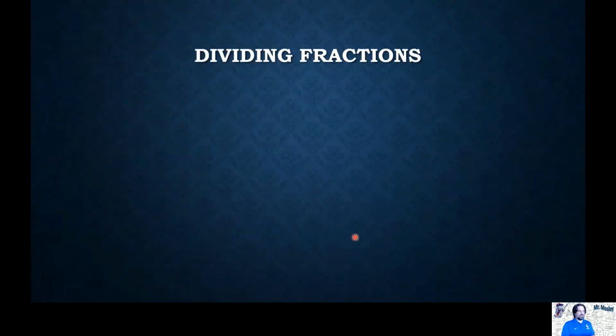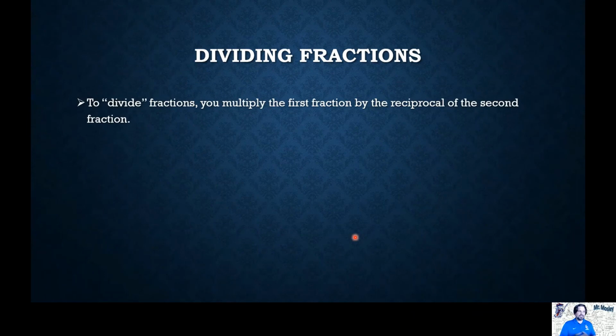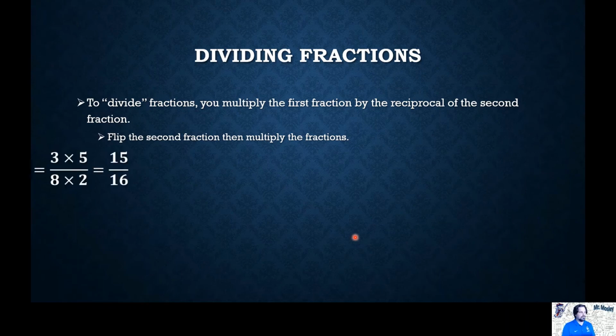When it comes to dividing fractions, you multiply the first fraction by the reciprocal of the second fraction. Yes, that's why we brought up reciprocals earlier. We needed them. All right. Flip the second fraction, then multiply the fractions. So essentially, we turn division back into multiplication because multiplication is simpler.